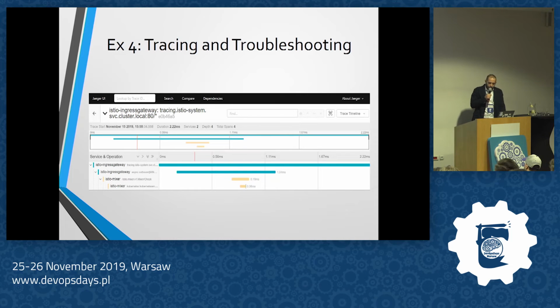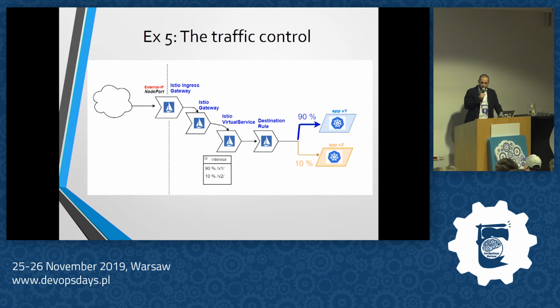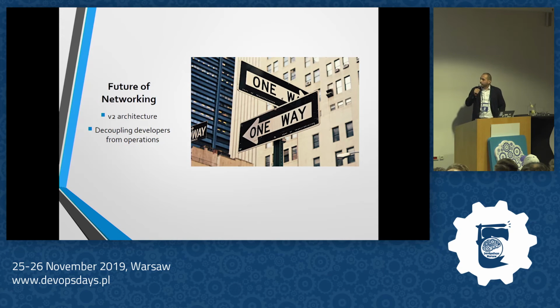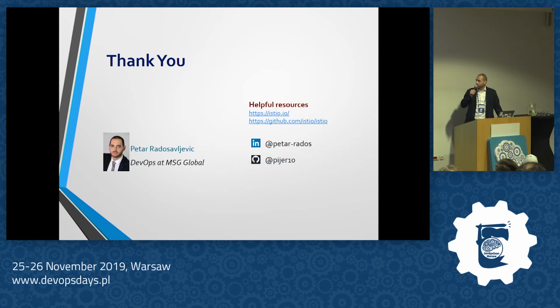And another example is traffic control. We already see in the previous presentations that guys are talking about canaries and about a solution where we can route a big percentage of traffic to the old version instead of the new one. And at the end, I want to say that the future of networking is in this kind of service meshes. Guys are working on version 2 architecture by incorporating the learnings and feedbacks from users.